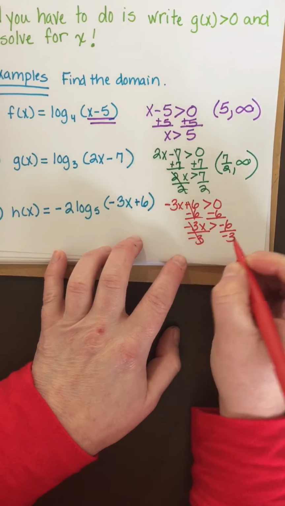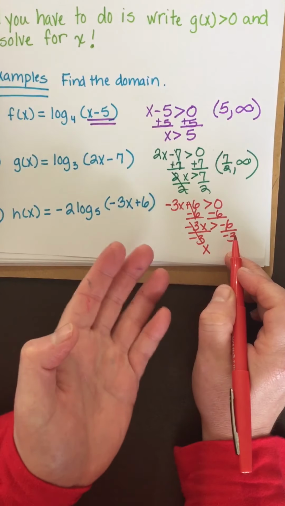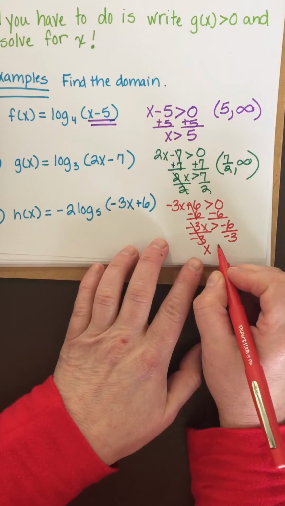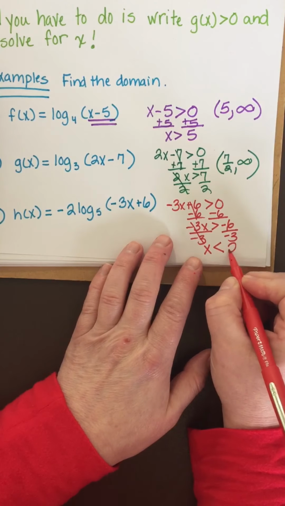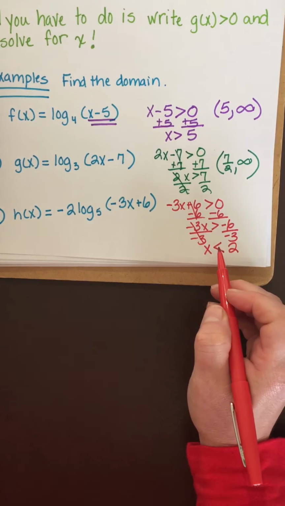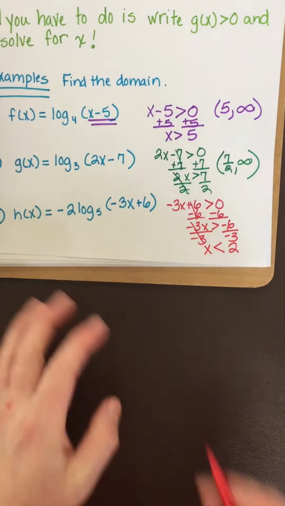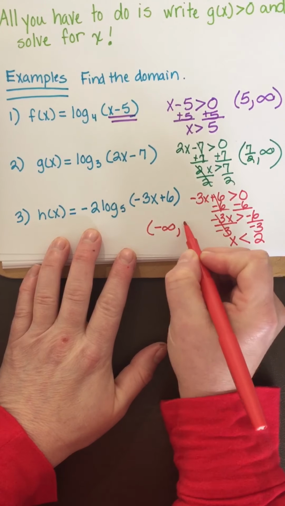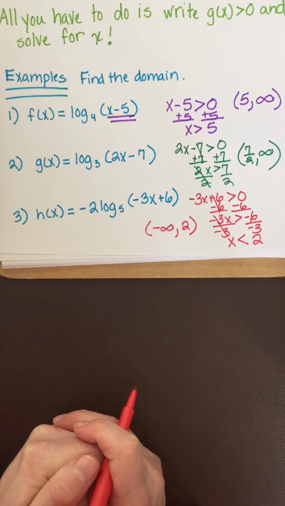And if you guys will remember, when you learned about solving inequalities, if you divide or multiply by a negative on both sides, then you have to flip or reverse the inequality symbol. And negative 6 divided by negative 3 is 2. So this will be all the real numbers less than 2. So 2 is as big as we can get. So that'll be from negative infinity up to 2 is my domain for that log function.